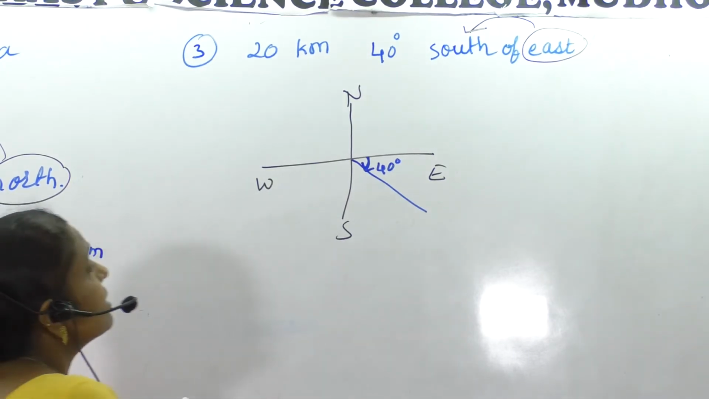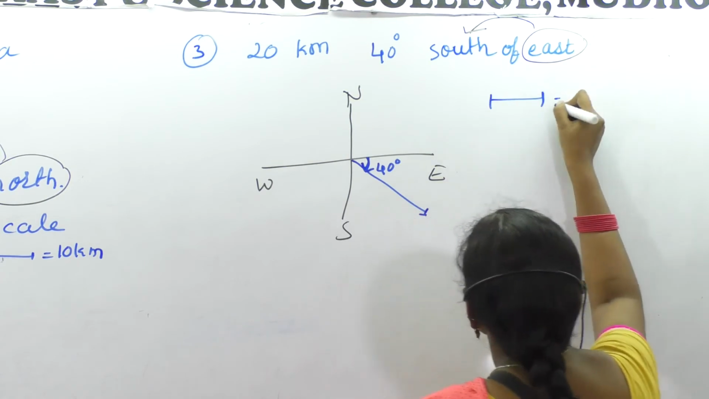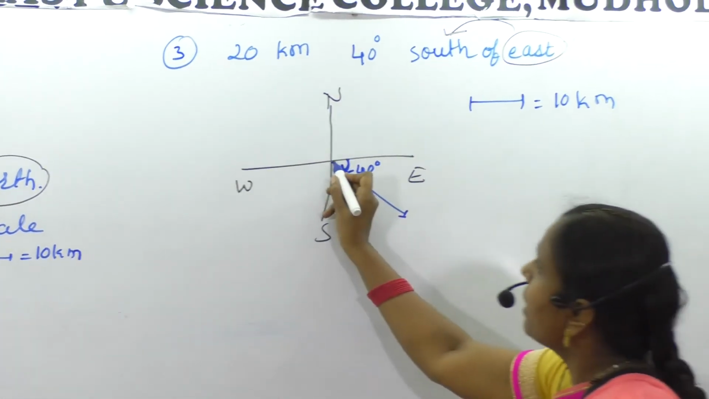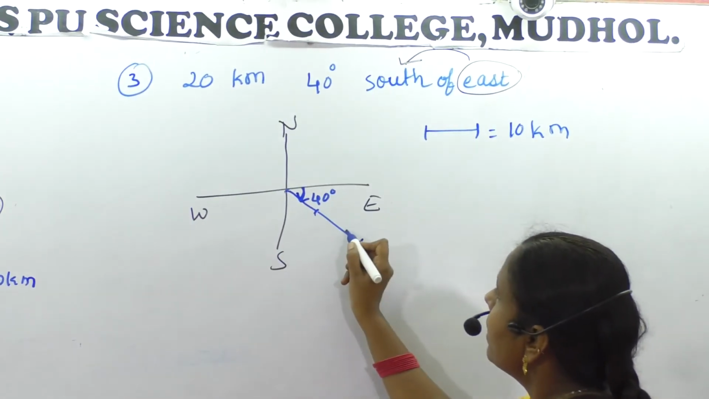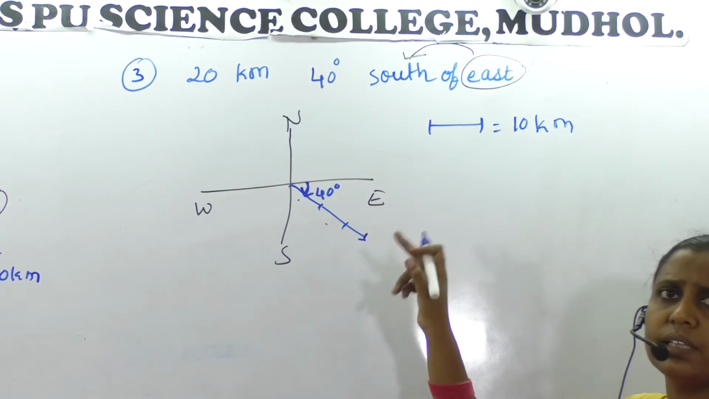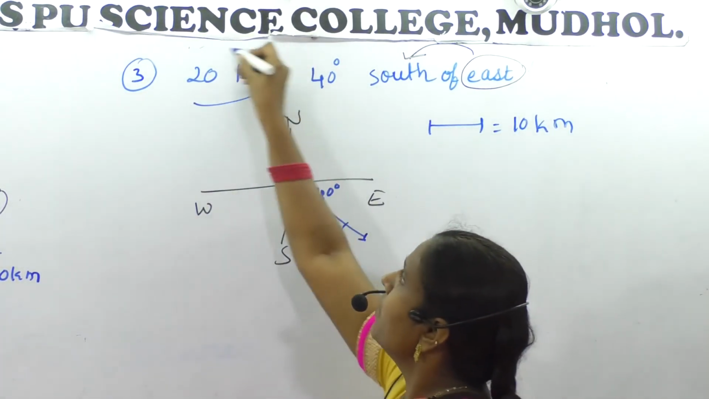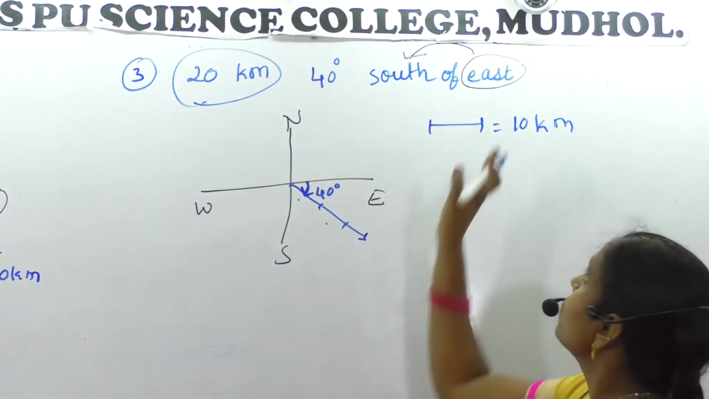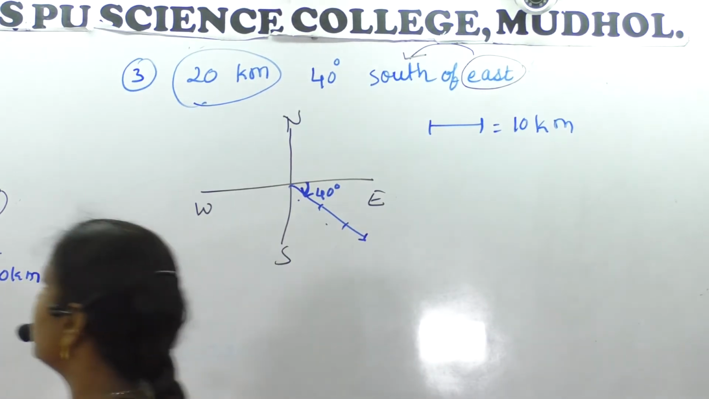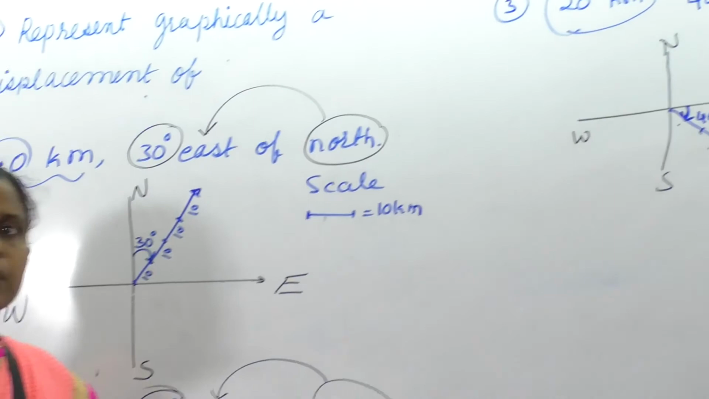Okay. Scale, 20 kilometers they are saying, no? So scale, 1 centimeter, you can take this as 10 kilometers. Let me mark 1 and 2. So this is 10 kilometers. 10 kilometers together it is of 20 kilometers. Got it? So east to south, south to east, north to east, like that it is. Okay?